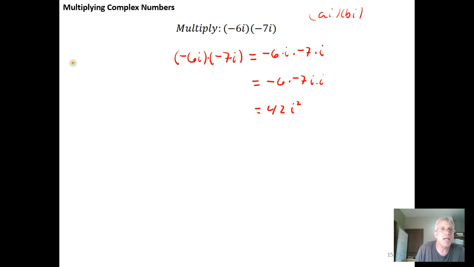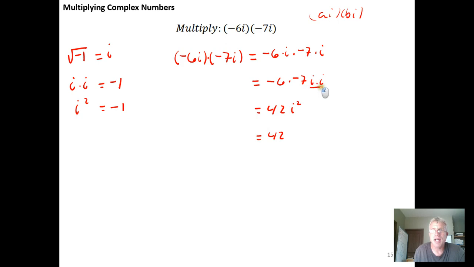The key is to remember that because the square root of negative 1 equals I, this means that I times I equals negative 1. Or in other words, I times I, which is I squared equals negative 1. So I don't really need to write the I squared here. I could just go directly to the fact that I times I is just negative 1. And so I've got 42 times negative 1, which is just equal to negative 42.